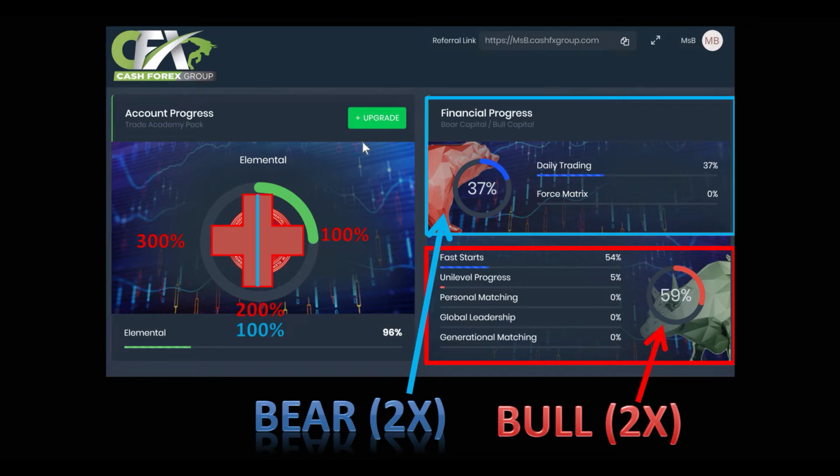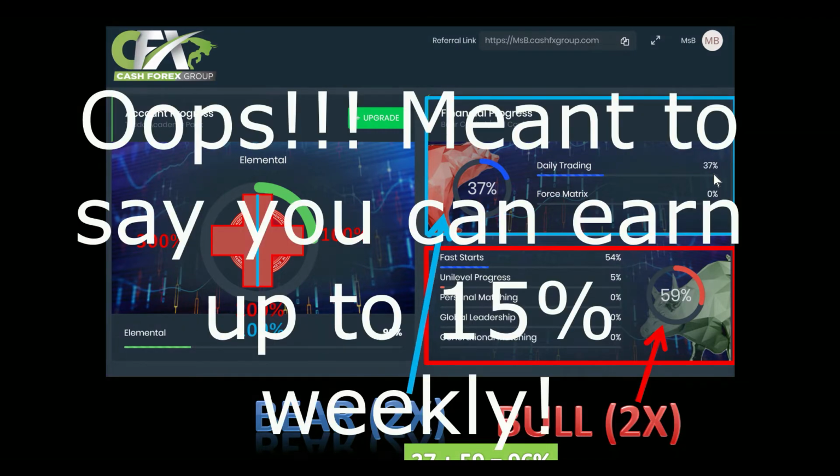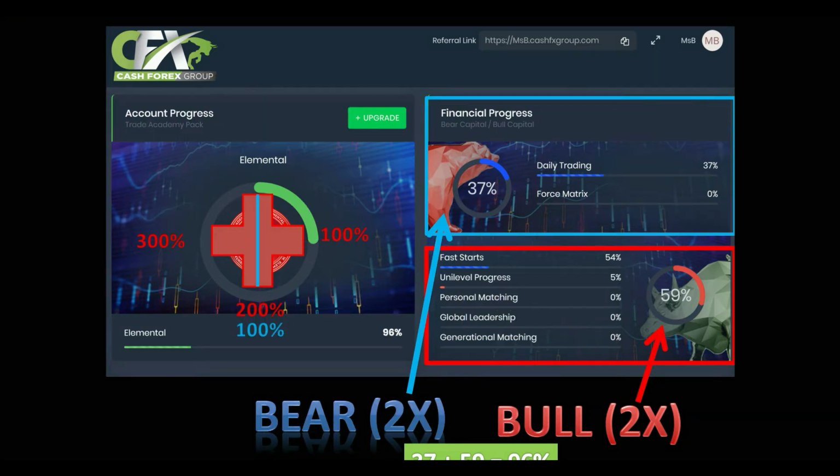Okay, again, first compartment is account progress. Second compartment is financial progress for the bear capital only. And the third compartment is the bull capital financial progress. If you look at the progress that the bear capital has made, it's 37% here. Now that is built up based on the trades that are made daily. And remember, as a bear, you can earn up to 15% daily, Monday through Friday, and that goes into your trading pool, and that total trading pool percentage gets accumulated here week by week.